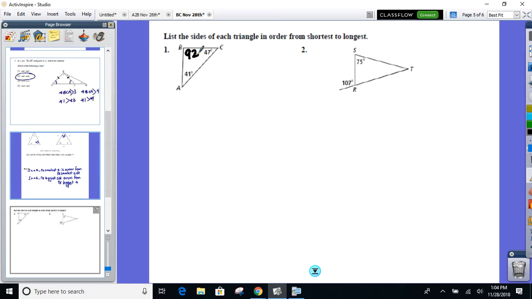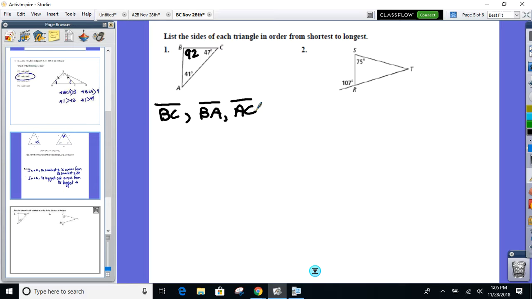And always read the directions carefully. It's shortest to longest. So what's the smallest angle up here? Angle A. What's across from it? Segment BC. Yep. So segment BC is the smallest. Next one is angle C. Across from angle C is BA, making the largest side AC.